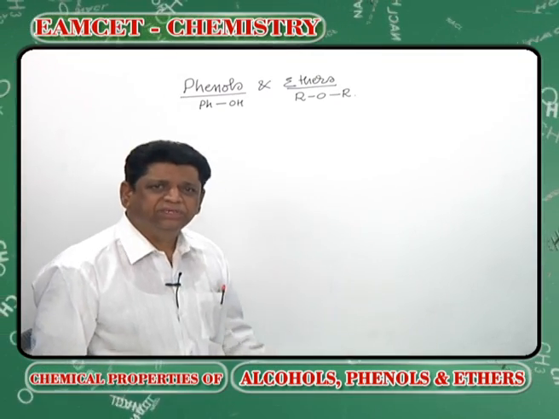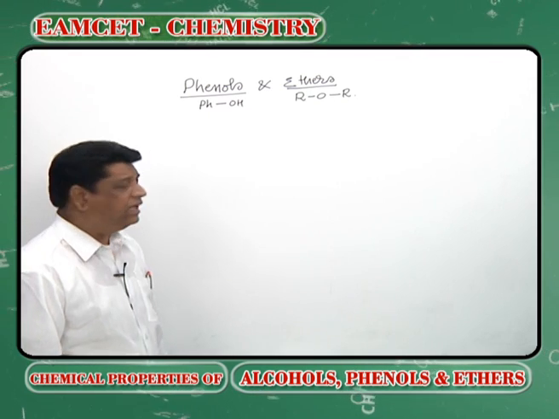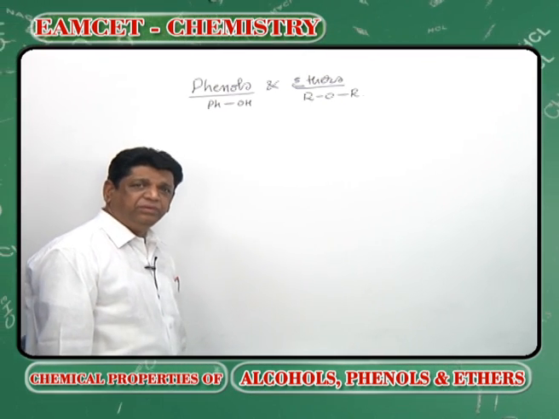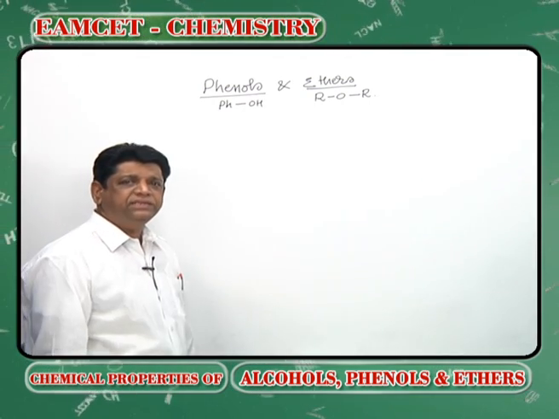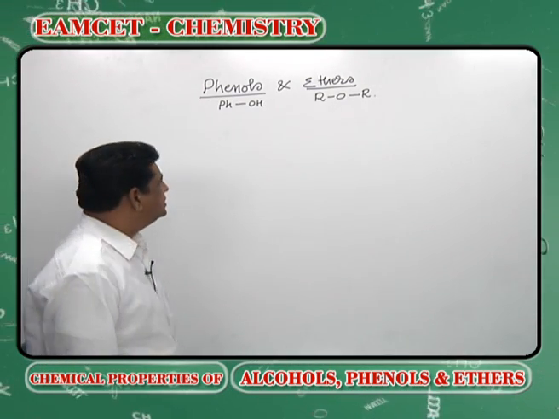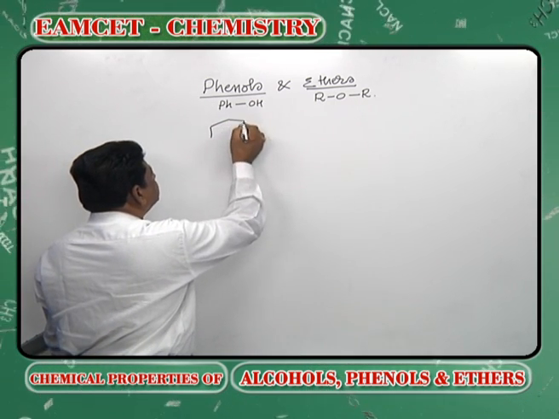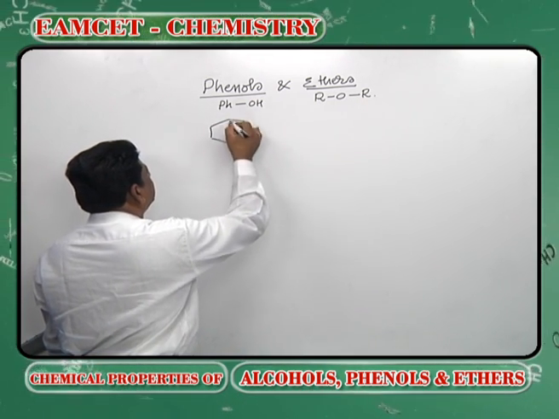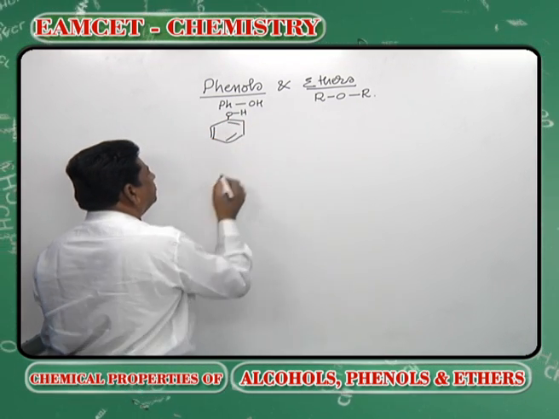Welcome to the organic chemistry class. Today we are taking phenols and ethers. Yesterday we completed the alcohols, that is, a hydroxy group attached to an aliphatic system. Today we will take compounds where OH is attached to a simple benzene; such compounds are called phenols.